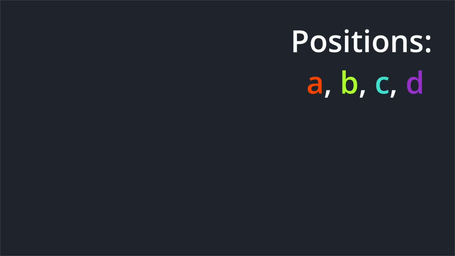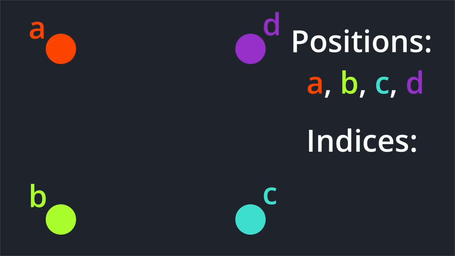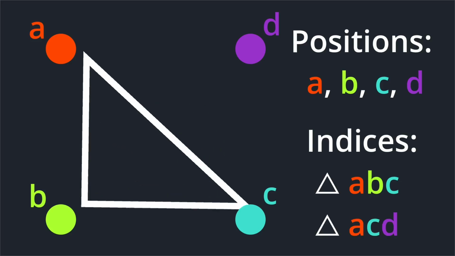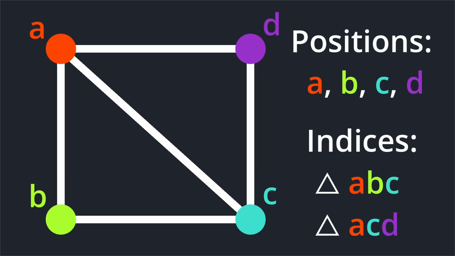So we have 4 positions this time, A, B, C, and D. And the indices are going to be a little bit different. Now we have 2 sets of indices. First of all, we have A, B, and C. This forms a triangle ABC. And second, we have the points A, C, and D. And this forms a triangle ACD. Although it forms 2 triangles, if we look at the outline, what we're forming is actually just a plane. And this is the way most game engines render planes. It's just 2 triangles connected together.